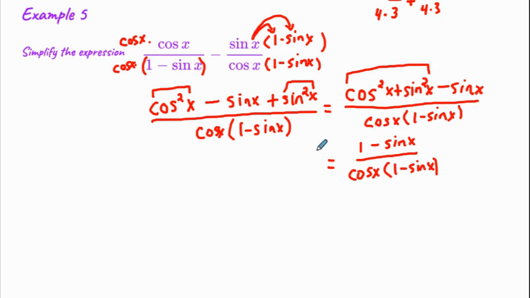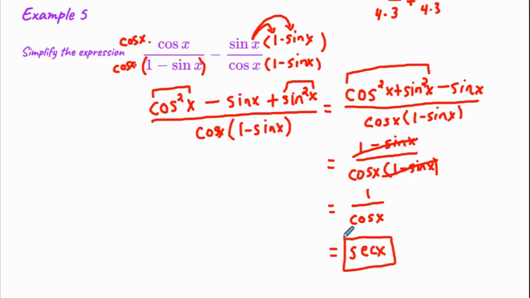Now, this is why I did not distribute the cosine x to begin with, because now I can see I have a factor of 1 minus sine x in the numerator. I have a factor of 1 minus sine x in the denominator. I can cancel those out. Now, anytime I cancel out from the numerator, I'm left with nothing. I have to remember to replace it with 1. And in the denominator, I'm just left with cosine. And so at the end, I can just simplify this using my reciprocal identities again. This would be secant x.